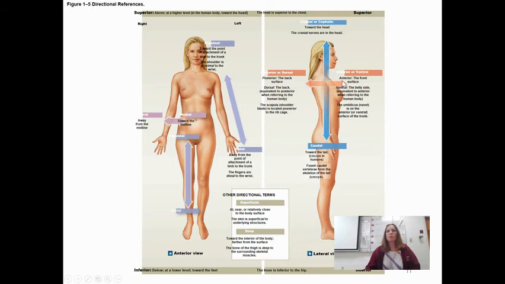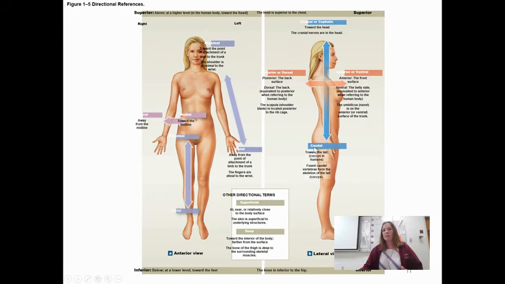So your anterior side is your front side, your belly side. Posterior is going to be your back side, your dorsal side. Up at the top, we have cranial or cephalic. Remember, cephalic means the head, your cranium, your skull. So that's cranial, cephalic, and then down here is caudal.